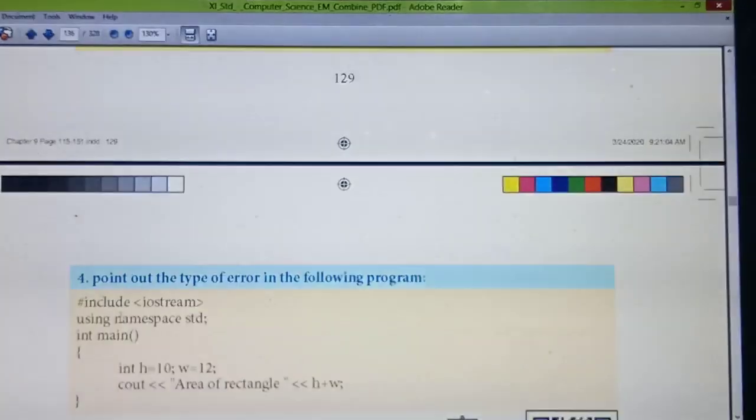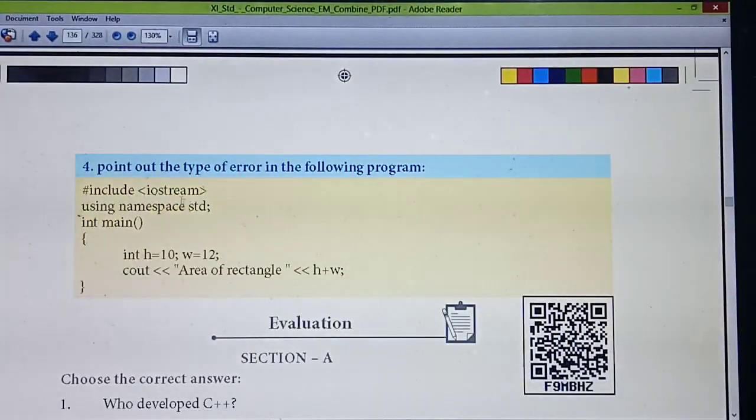Understand? Likewise, here also the next program. Here the header file is there. Using namespace std, that is correct. Main function is correct. So listen. int height equal to 10, w equal to 12. So in between, whether a comma is there or a semicolon is there here? Semicolon. But which should be there here? Between two variables, comma. But they have mentioned semicolon between the two variables, but only comma is allowed. That's the error here.